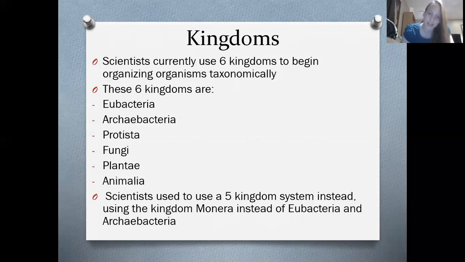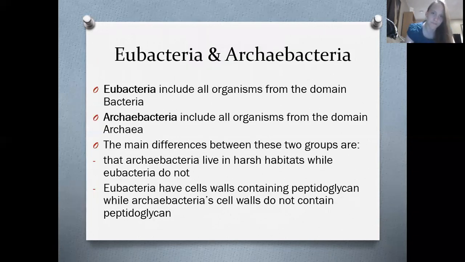And scientists used to use 5 kingdoms instead. They didn't used to have 2 different categories of bacteria. They just called it Monera instead. Once scientists realized that these 2 types of bacteria are really distinct from one another, they broke that Monera category up into those 2 categories that we use today.